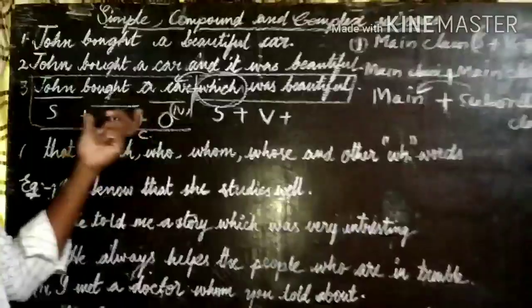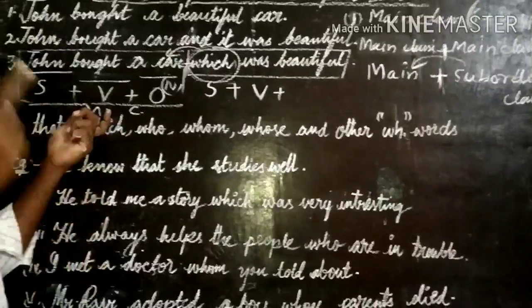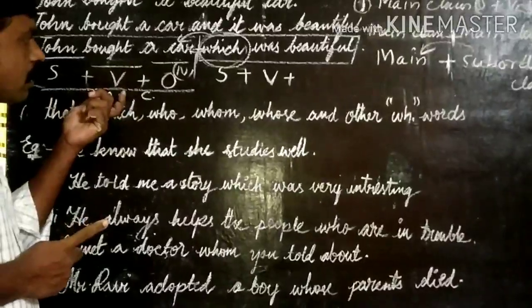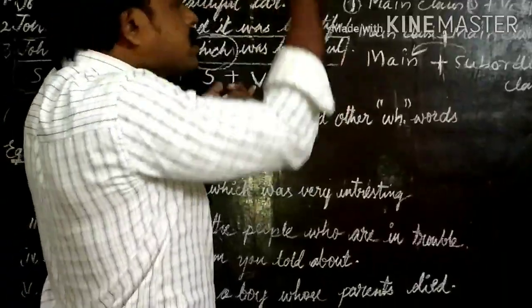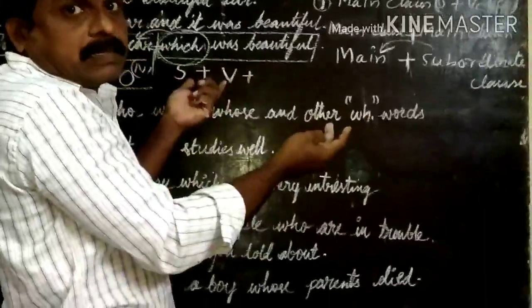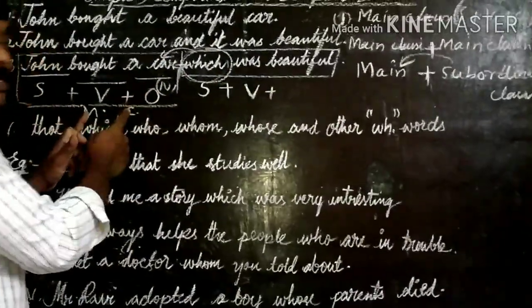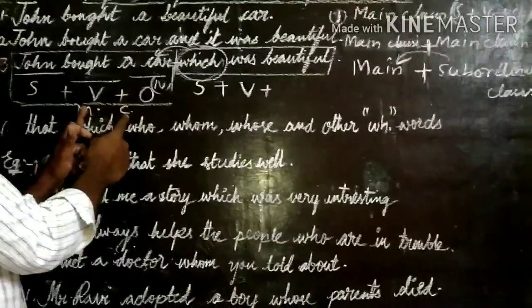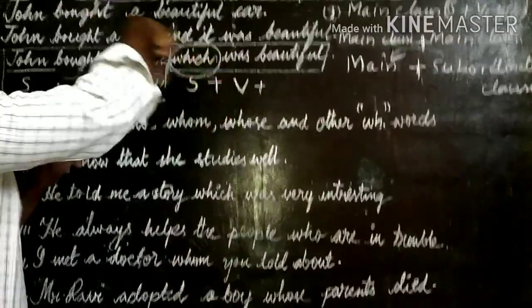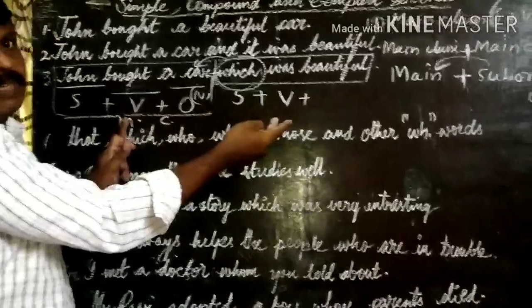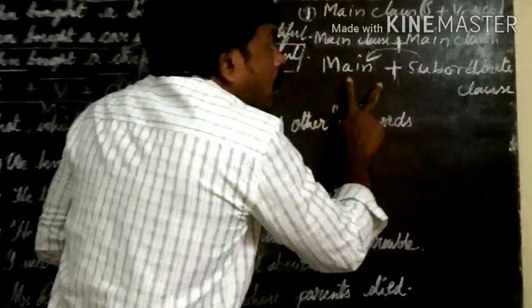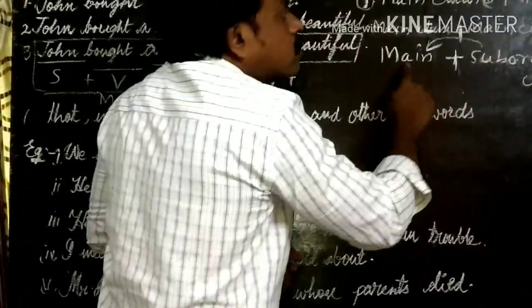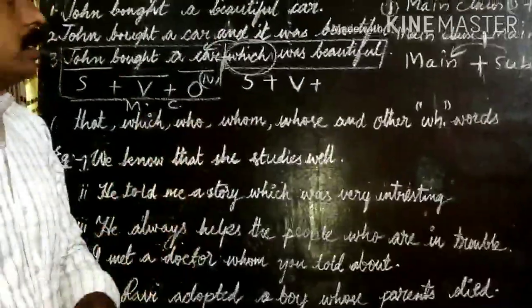This is how the complex sentence is made up of two clauses, that is, one main clause and another one a subordinate clause. Sometimes there will be more than one subordinate clause in the sentence, but one main clause is a must. A main clause is a must in a complex sentence. There will be more than one subordinate clause, with no restriction on this. A complex sentence is a combination of two different clauses: one is a main clause, the other is a subordinate clause.